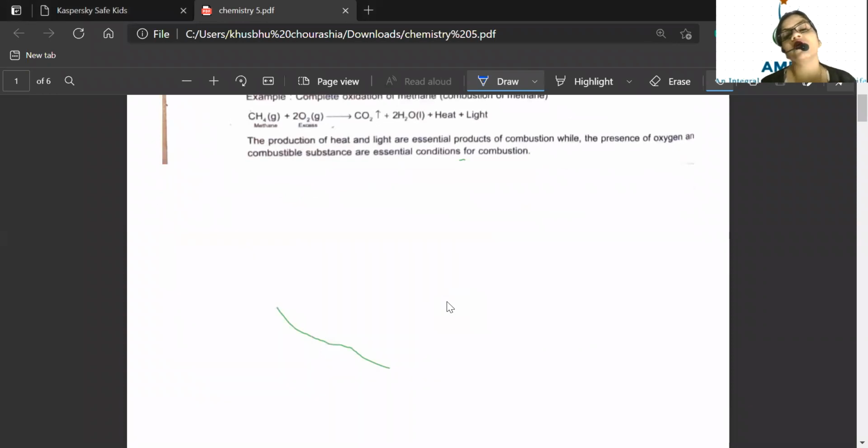Next, you see, the production of heat and light are essential products of combustion, while the presence of oxygen and combustible substances are conditions necessary for combustion. That is what I already told you. For combustion, you need oxygen. So oxygen supports combustion. Whenever you see oxygen in the reactant side, understand that it is an exothermic reaction. What did I tell you right now?